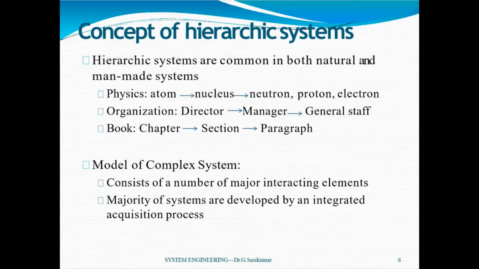So what are the concepts of hierarchy of systems? The hierarchy of systems, for different analyses, we can define in different structures. So we can take a common view of both natural and man-made systems. Okay. So take an example of physics. There is a hierarchy in physics. It always starts from the atom, then the nucleus, then neutron, proton, and electron. The nucleus has three major components called neutron, proton, electron.